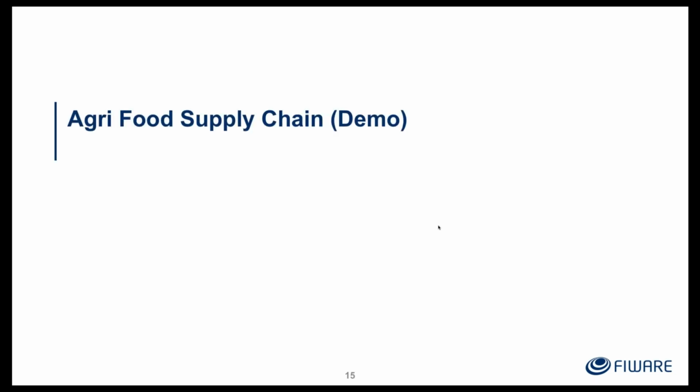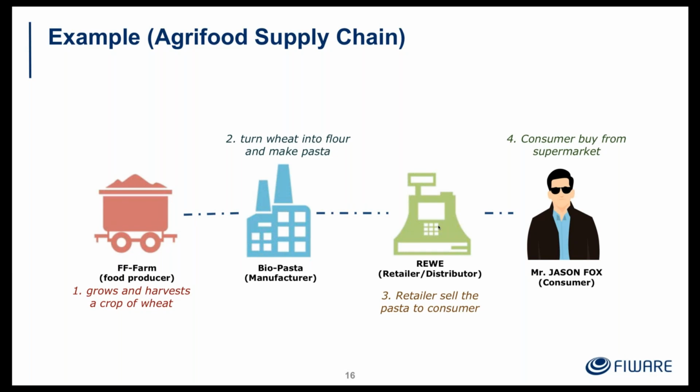Now, to demonstrate, I've prepared a small demo. It's for the agri-food supply chain. Let's take an example where there are a few parties. This FF farm is a food producer who is responsible for growing and harvesting the wheat crop, and then it ships this wheat to a company called Biopasta. It's a manufacturer responsible for turning this wheat into flour and making pasta. And after packaging, it ships it to a retail store.